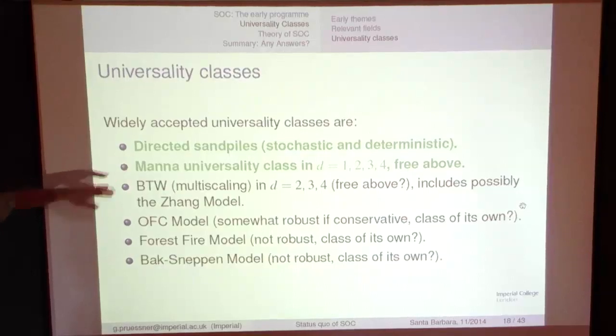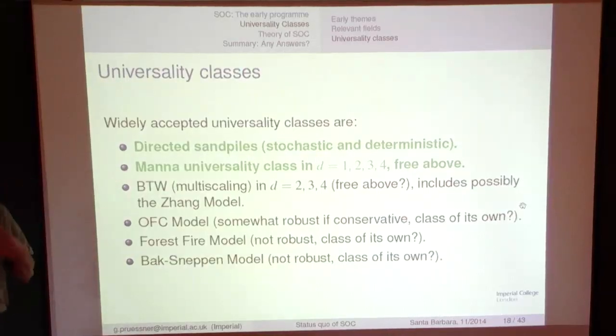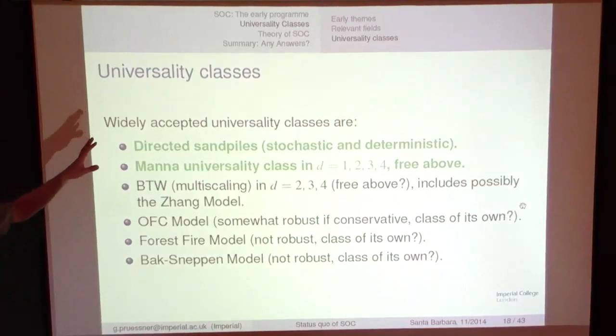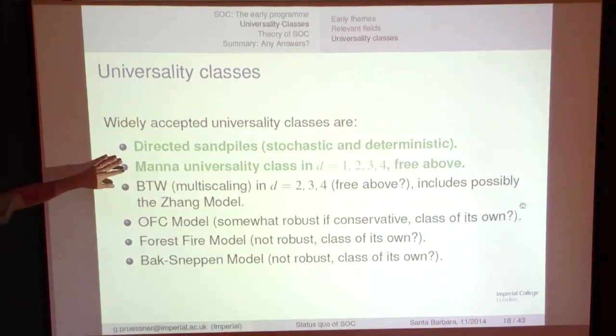So my personal view is, maybe there is self-organized criticality, and it's a universal phenomenon in the sense that there is universality to it. But then maybe the Manna universality class is the only universality class of isotropic systems that exists. So Manna is maybe everything.